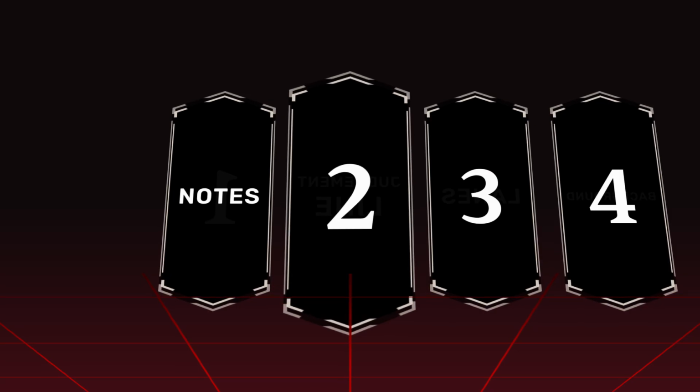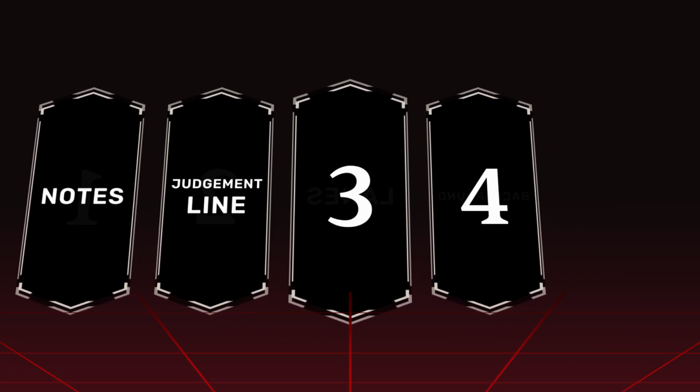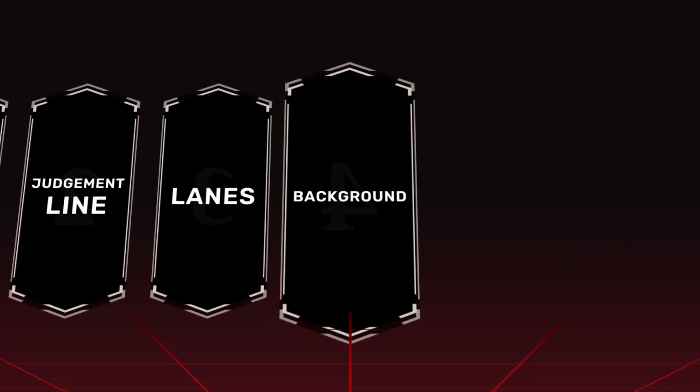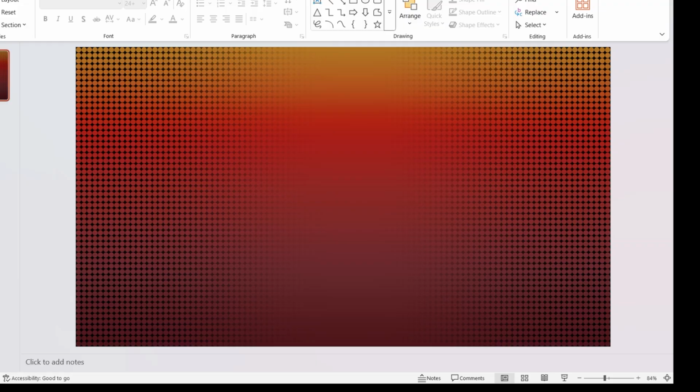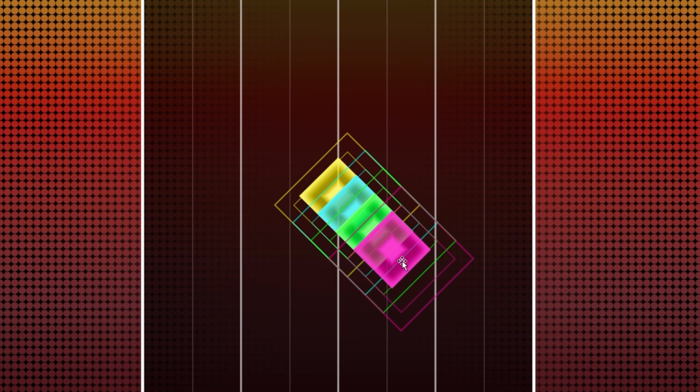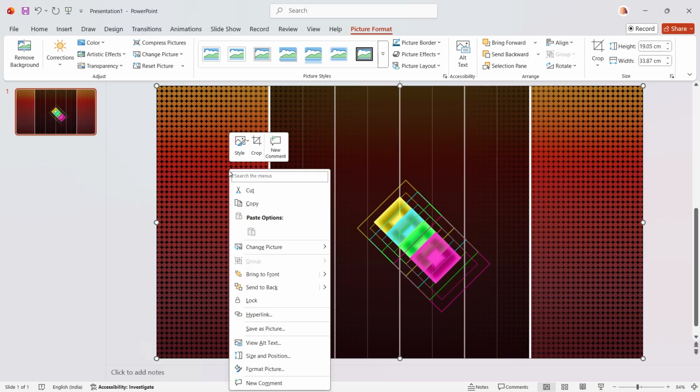For a rhythm game, we are gonna need 4 things. Notes, a judgment line before which you have to hit the notes, lanes, and something that doesn't look like a blank slide. So I threw these together. Let's bring them into PowerPoint. While working with all these images, I encountered another issue. Whenever I try to select a note, it keeps selecting the wrong thing. I wish there was a way to lock layers.